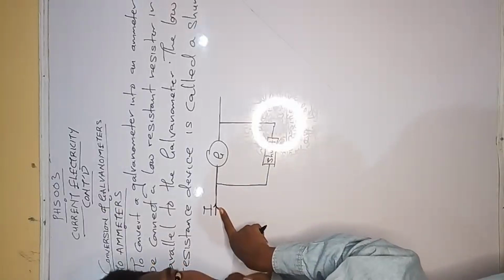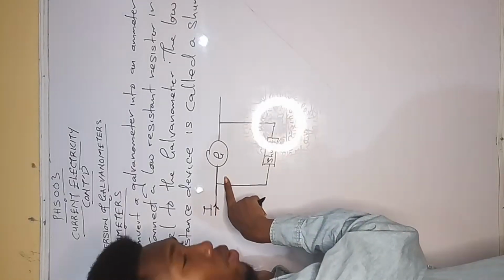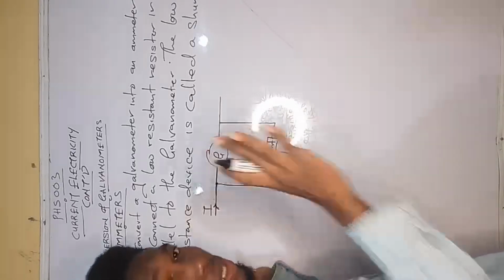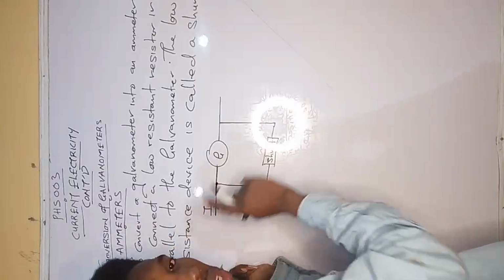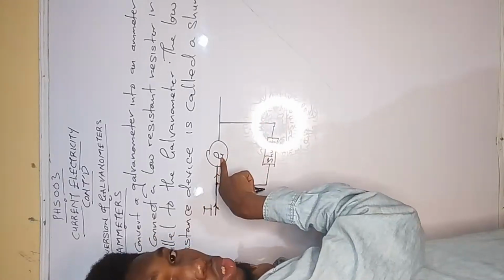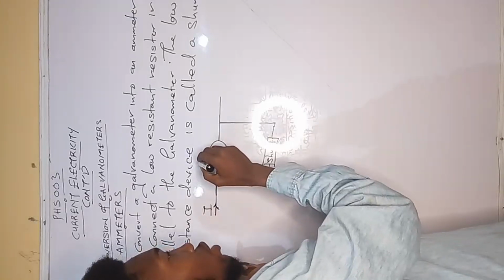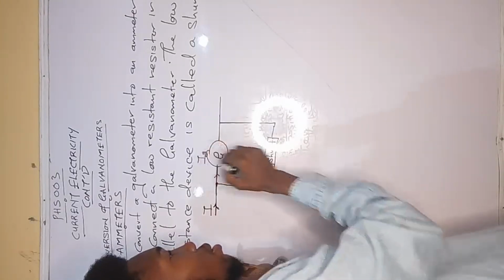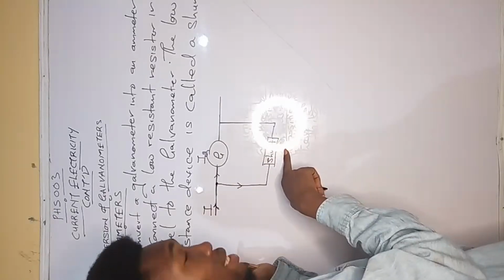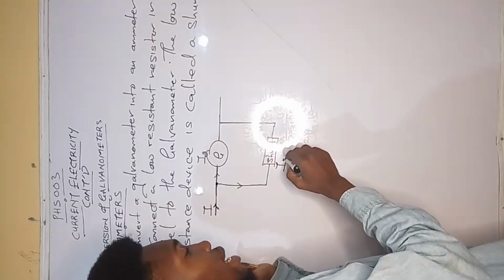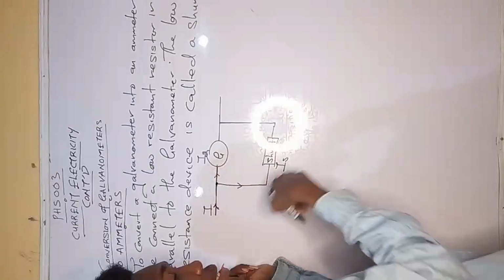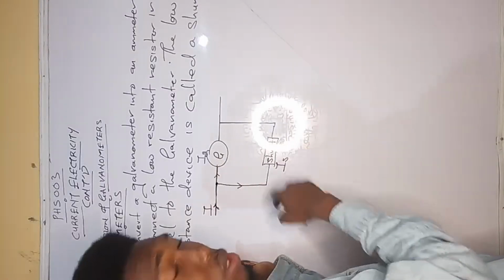Now, when the current flows from the cell, it flows into this place. When it gets to this junction, the current is going to split. Some current will pass through to supply the galvanometer, and that current is what we call IG. Some current will go down to supply the shunt, and that current is what we call IS. So IG supplies the galvanometer, and IS is the current that flows through the shunt.